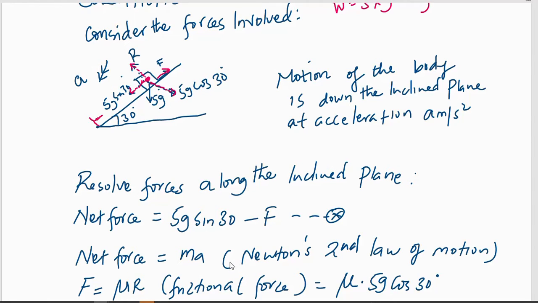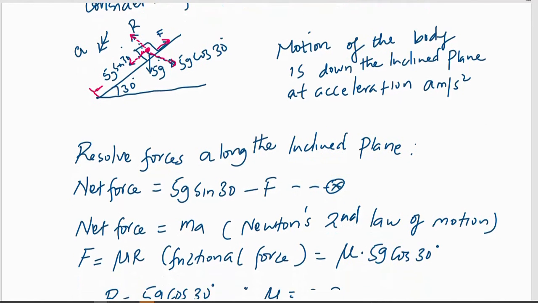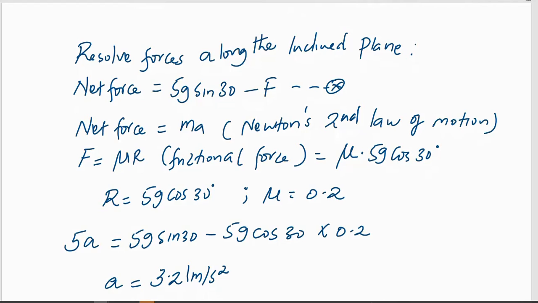And therefore, if we simplify that expression, we find that the force is equal to mass times acceleration. Also, we need to note that the friction force F is equal to mu R, whereby mu is the coefficient of friction between the body and the surface of the inclined plane, and R is the normal reaction, which is already determined as 5g cos 30. So F will equal mu times 5g cos 30, and since mu is equal to 0.2, we can substitute in that equation star.